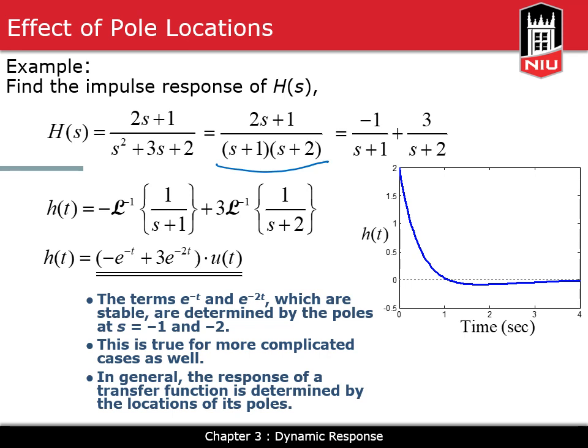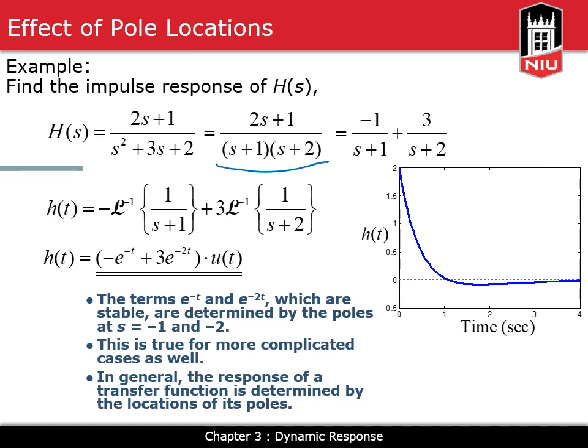Poles are both negative, as per our discussion in the previous slide. The exponentials that will be created by those negative poles will be stable. It's easy to see the powers are negative, so when t increases, the exponentials decay. This is also true for more complicated cases.